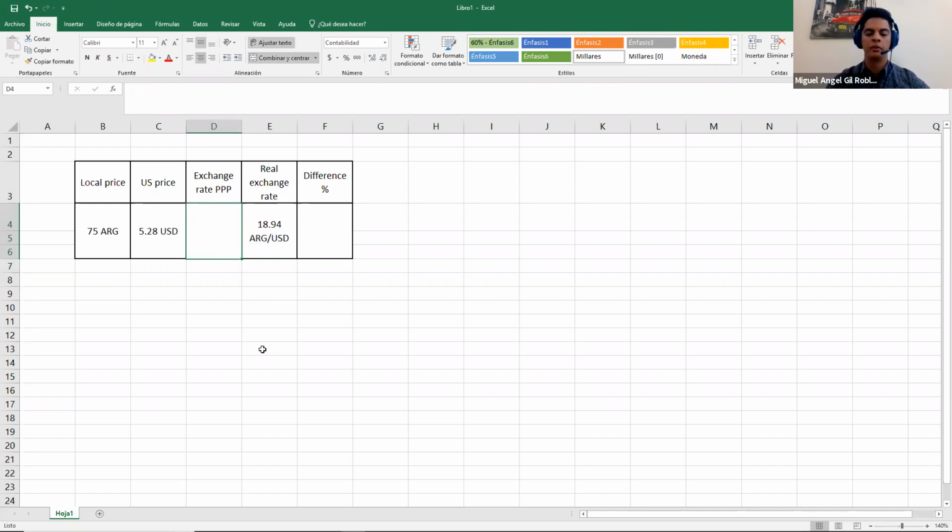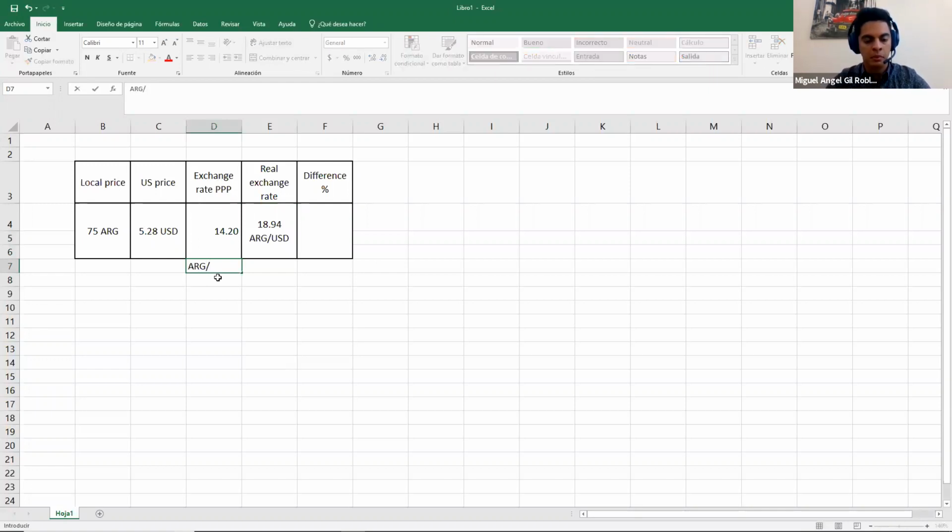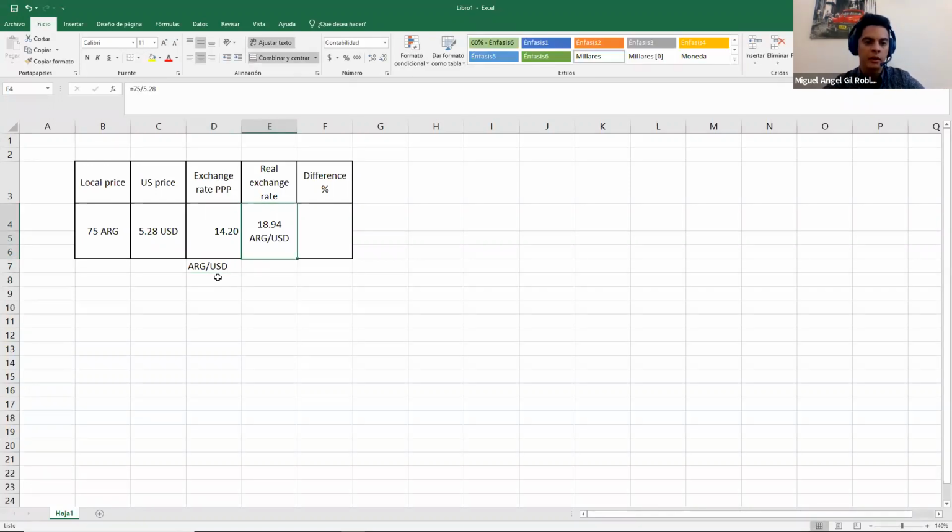Using the formula that we have from the PowerPoint presentation, it is very simple to calculate the theoretical exchange rate. We also call it exchange rate PPP or exchange rate absolute PPP, right? So we divide the local price, 75, over the foreign price, 5.28, and we get 14.20. Of course, this will be Argentinian pesos over dollar, right? So as you can see, this is the theoretical price, 14.20, and this is the real price, the market price, the one that you have in the market.